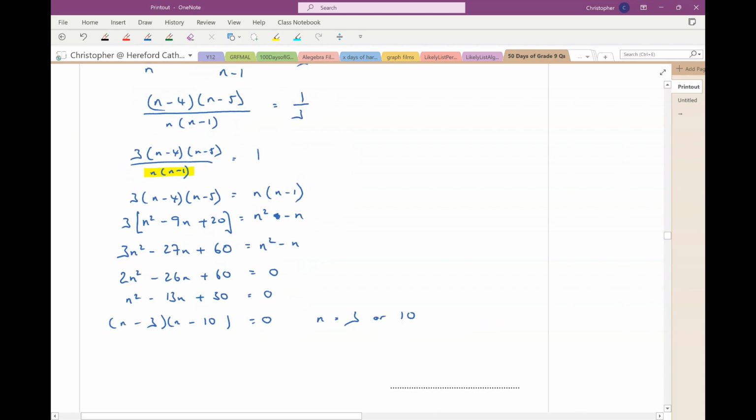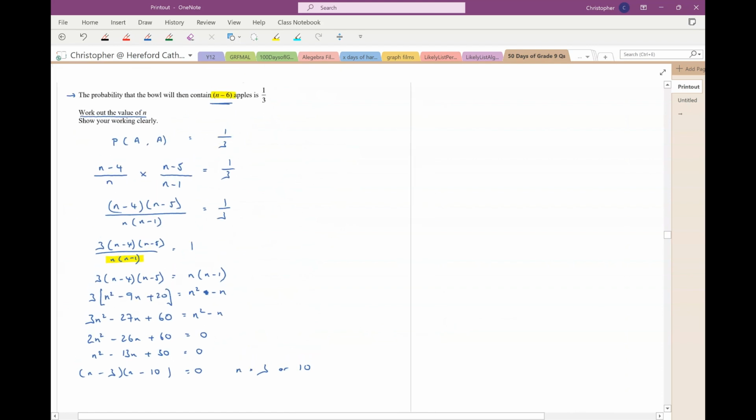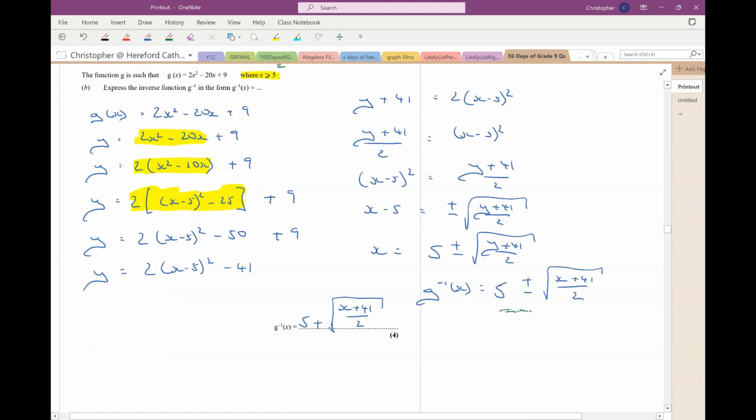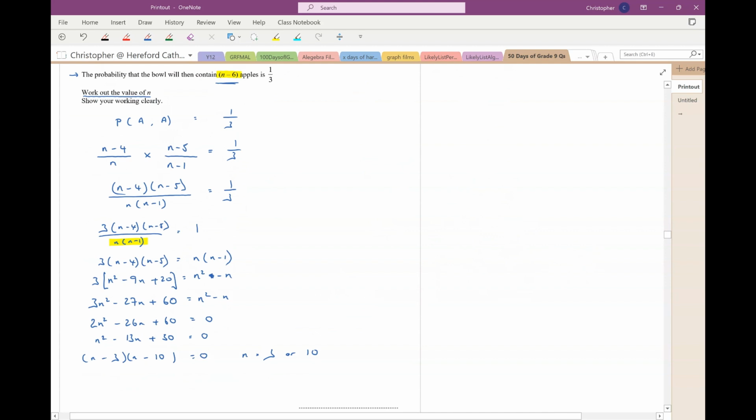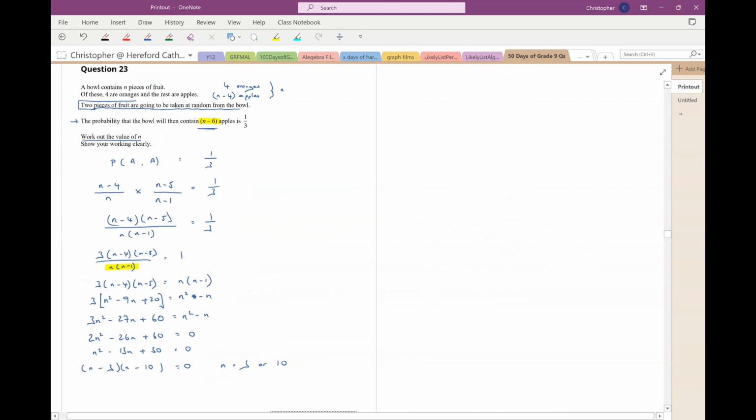Now, what's the question ask me here? It says, work out the value of n. So I've done that. n can be 3 or 10. What are we thinking about that? Well, be careful, because you see it says work out the value of n. It's only expecting one answer.